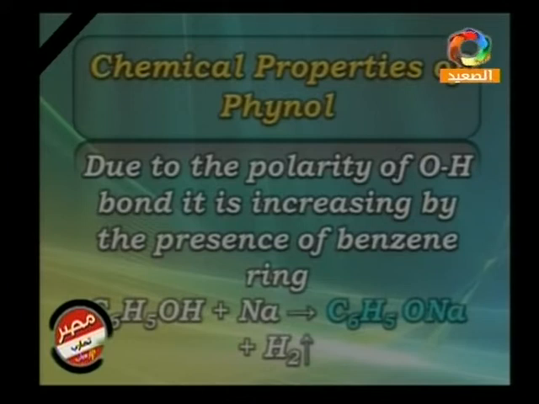It's very important to know this chemical property. Why? Because in the exam we have a question about what is the effect of sodium on phenol. So I must write the reaction like this: C6H5OH, a benzene ring with OH, plus Na gives C6H5ONa plus hydrogen that evolved from the reaction.